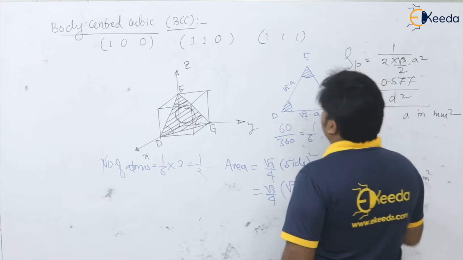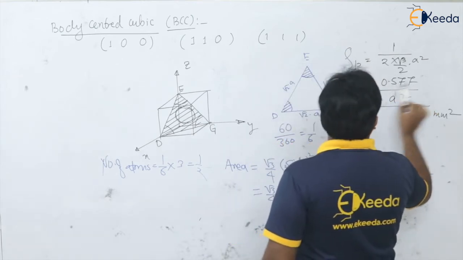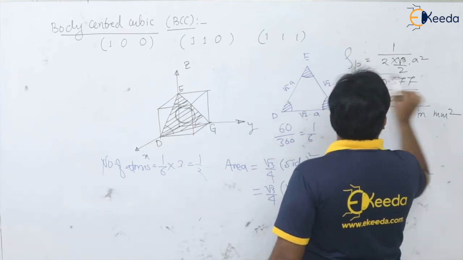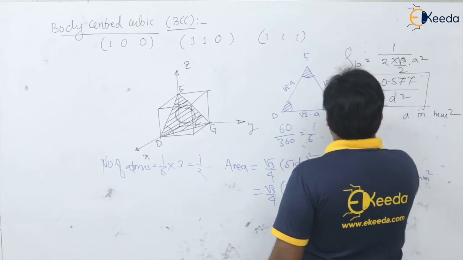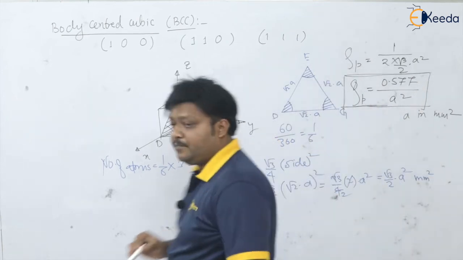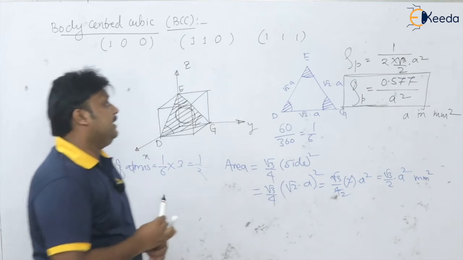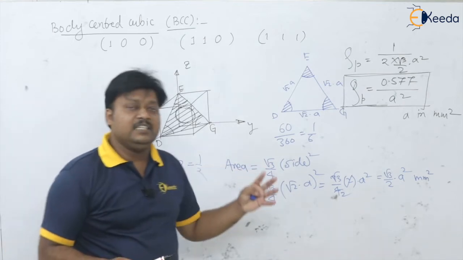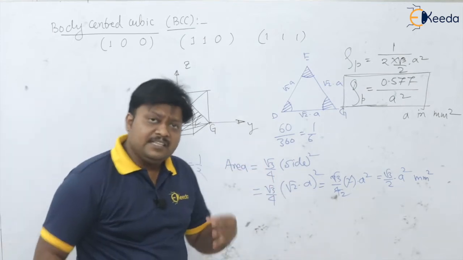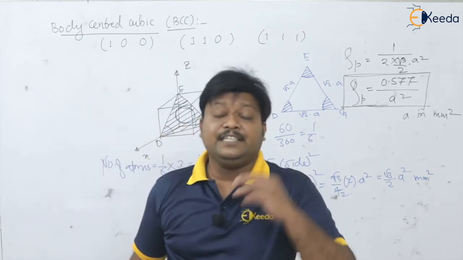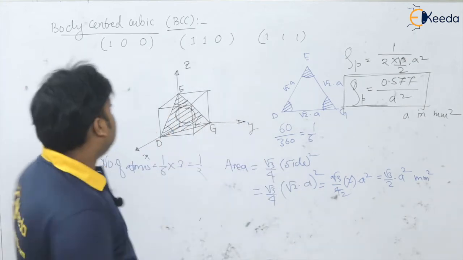Okay, so how many atoms are there? 0.577 per unit area for this plane 111. Like this we can calculate this planar density for BCC. In the same fashion we can go for the face centered cubic structure. Let us go and see that.